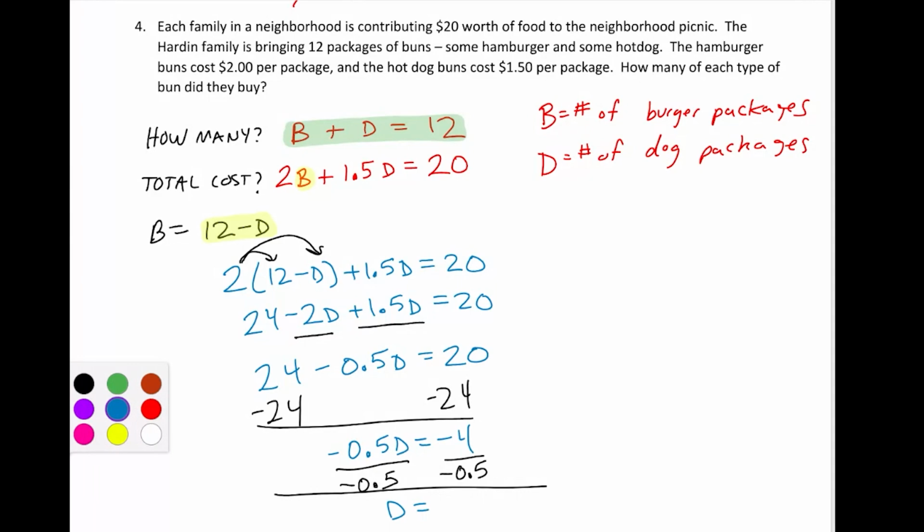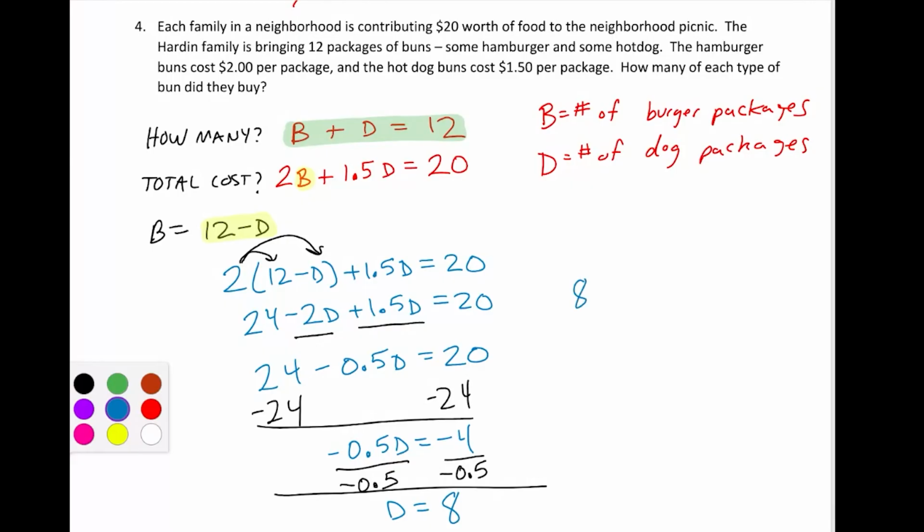All right, anybody happen to type it in already? What does that come out to be? 8? All right, so we got 8 packages of hot dog buns, and if there's a total of 12, how many hamburger buns do they have to be? Yeah, 4, because 4 and 8 make 12. So usually that second variable is pretty easy to find once you get the first one.